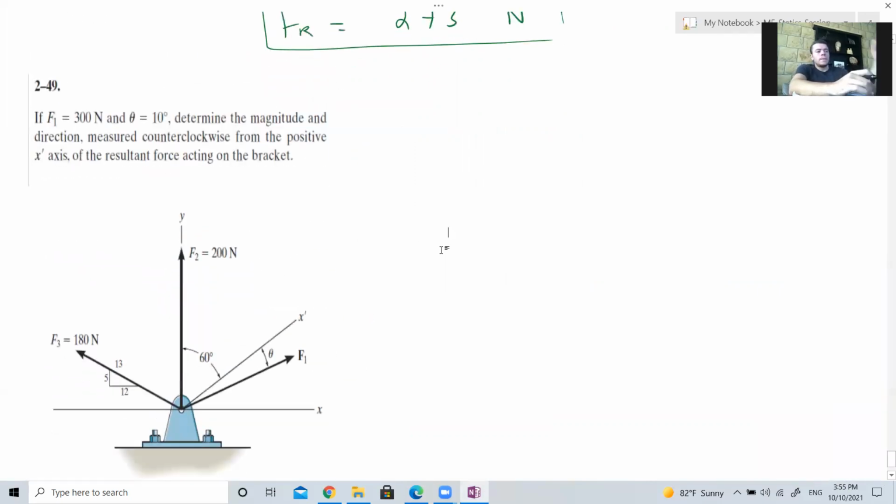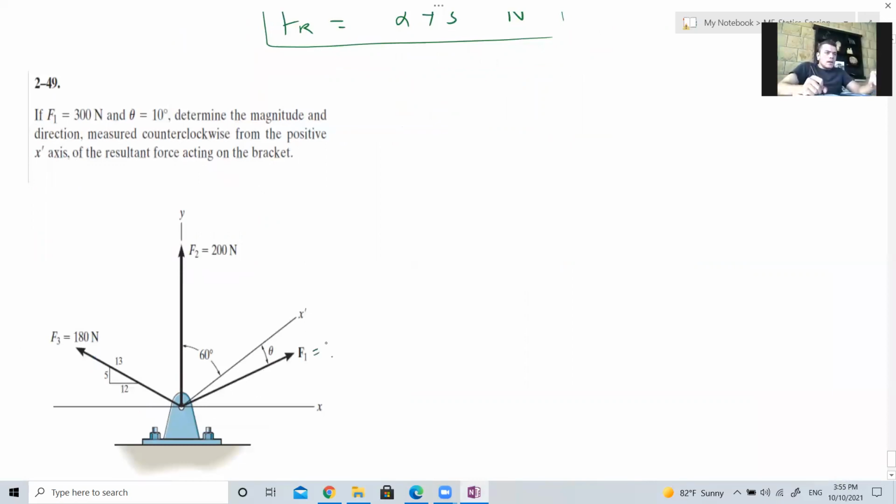Look at this: F1 is equal to 300 newtons, theta is equal to 10 degrees. Find the magnitude and the direction measured clockwise from the positive x prime axis of the resultant force acting on the bracket. This one is surely better solved in Cartesian form.